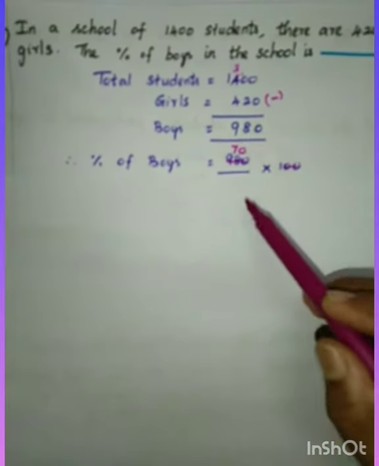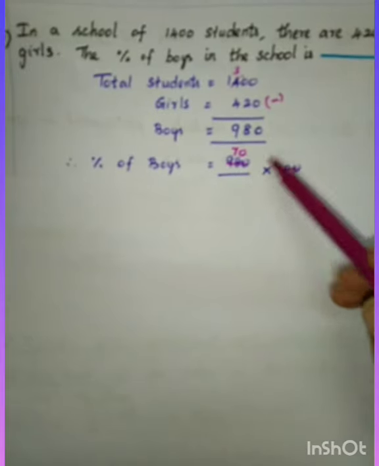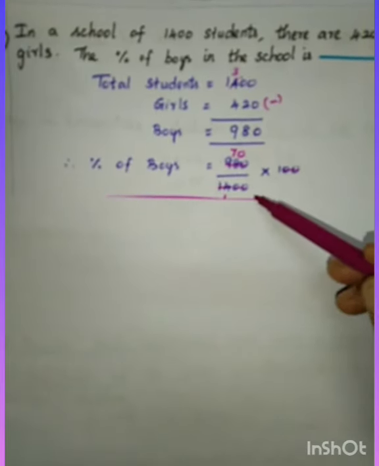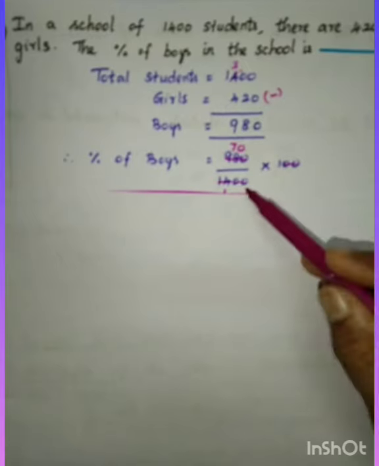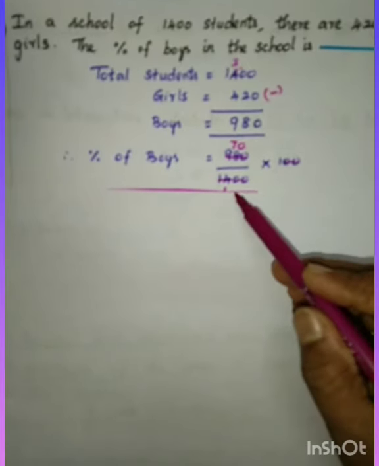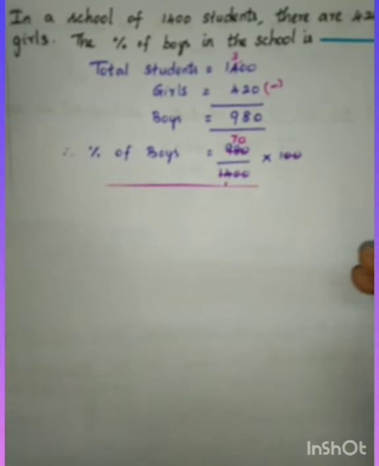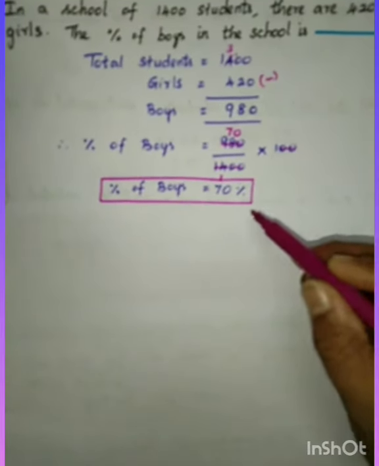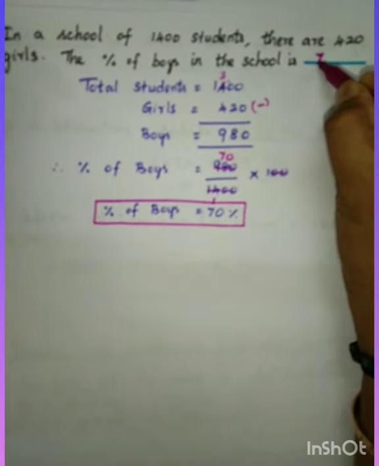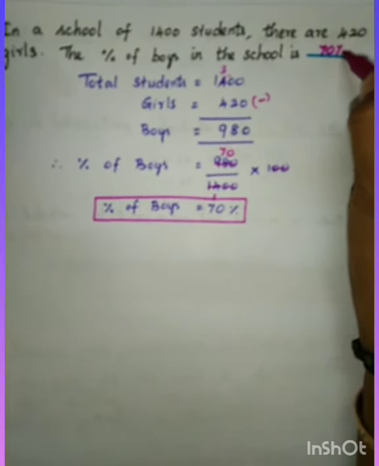So percentage of boys equal to number of boys divided by total number of students into 100. So zeros we have cancelled. Then 14 ones are 14, and 14 sevens are 98. Here 0 is there, so 70. Therefore the percentage of boys is 70. Therefore the answer is 70 percentage.